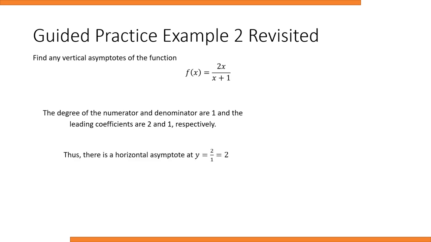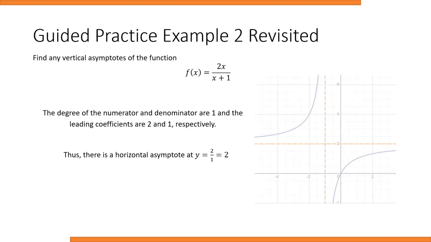Right? And to get the equation for that horizontal asymptote, I divide their coefficients. The coefficient of the top is 2, the coefficient of the bottom is 1. And so the equation would be y equals 2 over 1, or 2. That's where my horizontal asymptote would be. And there is no slant asymptote for this one.